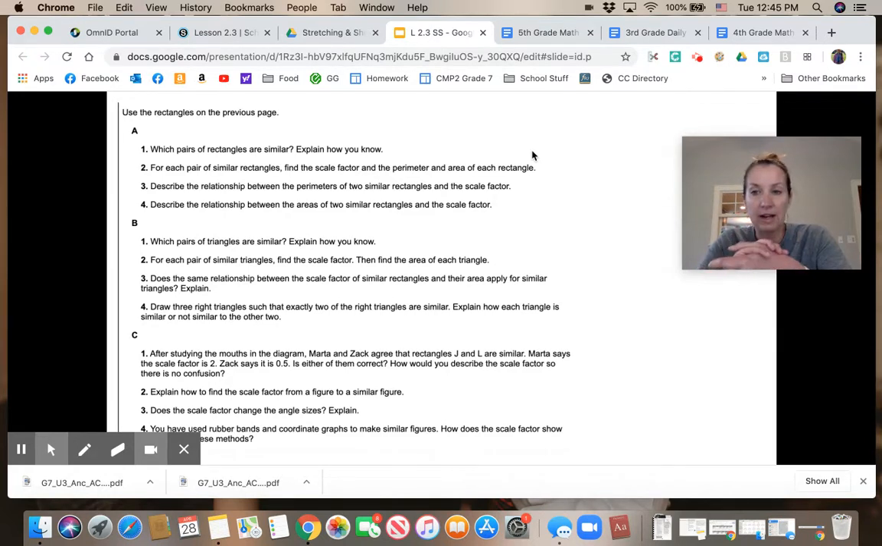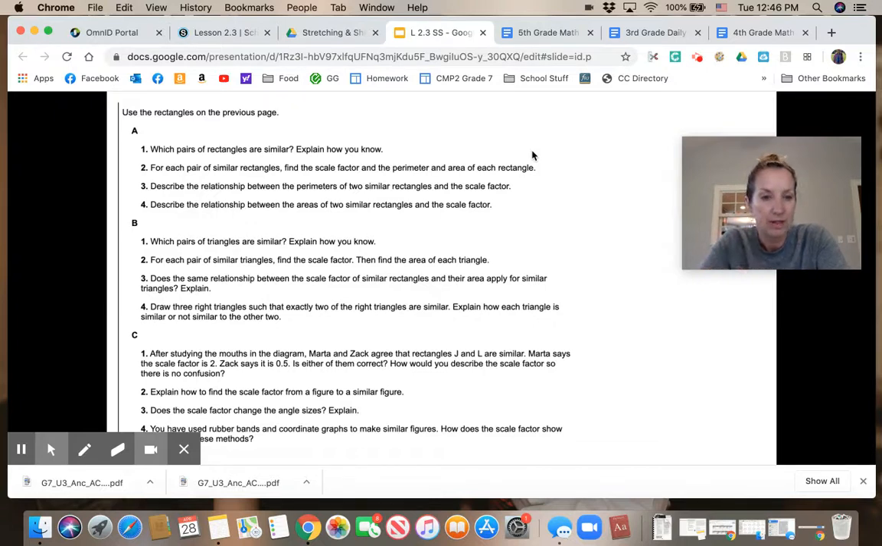Then in B, you're looking at the triangles. Which pairs of triangles are similar? How do you know? For each pair of similar triangles, find the scale factor and the area. Notice they're not asking you to find the perimeter of the triangle. Do the same relationships between the scale factors of similar rectangles and their area apply for similar triangles? So when you're looking at the area of a triangle and its scale factor, is the same thing happening as it did in the rectangles?